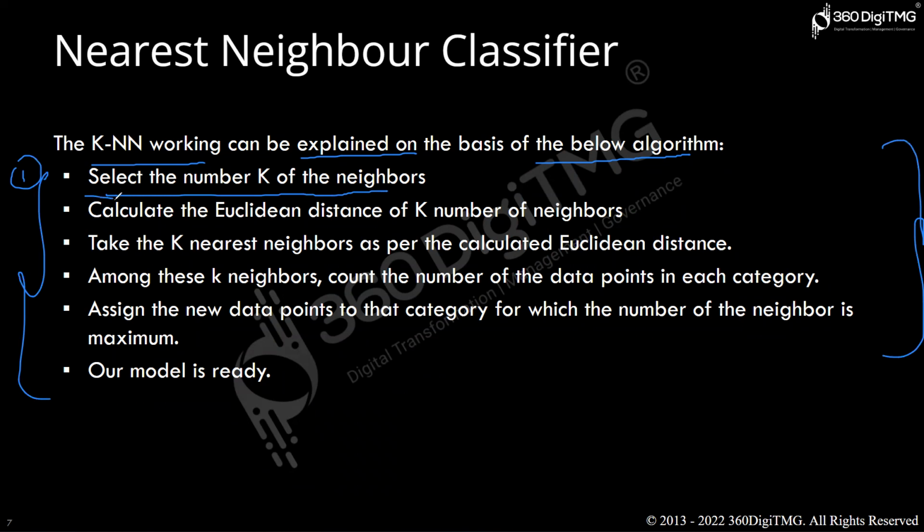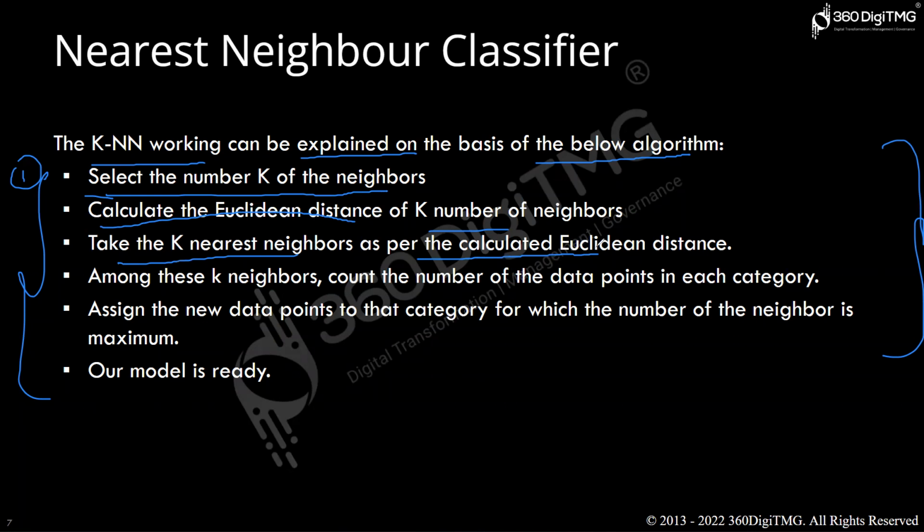We are going to select the number of k neighbors. I'm going to show you how in the code, guys, the practical thing, in Spyder. We are going to calculate the Euclidean distance of k number of neighbors. What is this Euclidean distance? This Euclidean distance is nothing but the distance between the observed value and the centroid value. And we are going to take the nearest neighbors as per the calculated Euclidean distance.